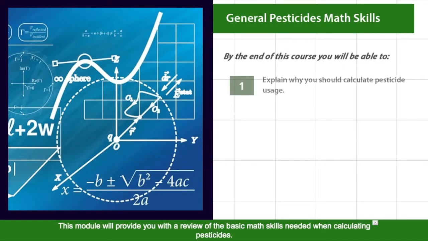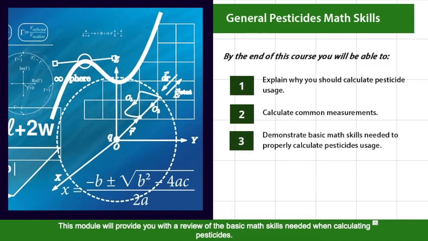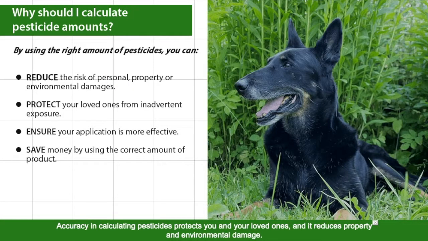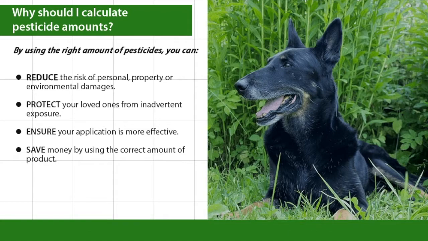This module will provide you with a review of the basic math skills needed when calculating pesticides. You will also review how to convert different measurements. Accuracy in calculating pesticides protects you and your loved ones, and it reduces property and environmental damage. It also ensures an effective application by using the correct amount of product.